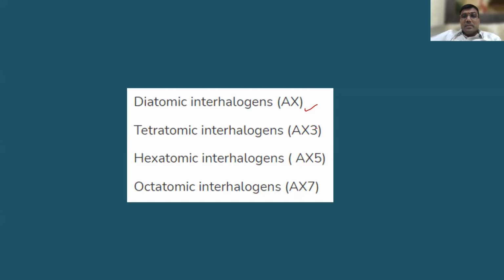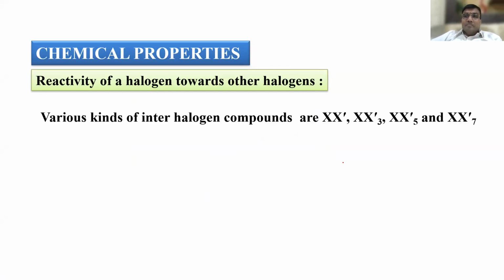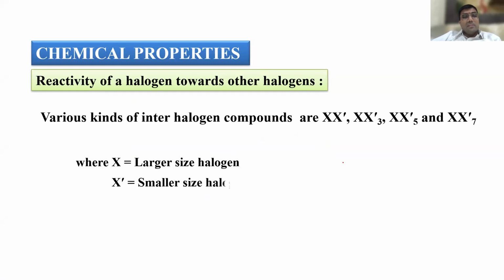Now, you see AX, it forms compounds like AX, AX3, AX5, and AX7. Unknowingly, you have studied these things in the chemical bonding chapter. So regarding interhalogen compounds, what is important is only the hybridization, bond angle, and the geometry. That's pretty important. So let us see various kinds of interhalogen compounds now. X is the largest size halogen, and X dash is always the smaller one.